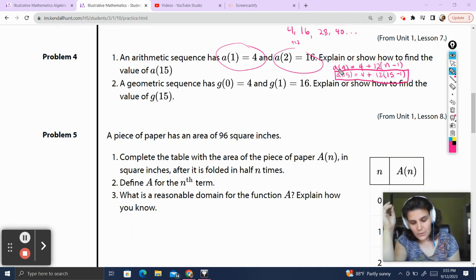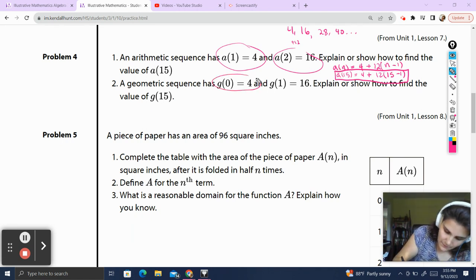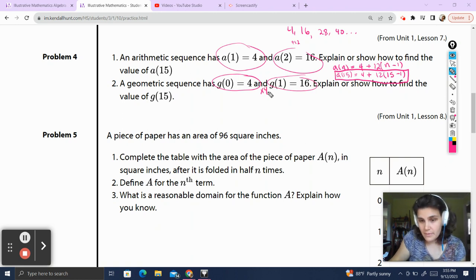A geometric sequence has g of 0 is equal to 4. So my initial value is equal to 4. And g of 1 is equal to 16. So it's a geometric sequence. I know that I'm multiplying by 4. And I know I'm multiplying because it's a geometric sequence. Explain or show how to find the value of g of 15.